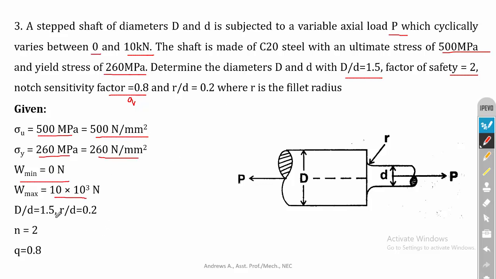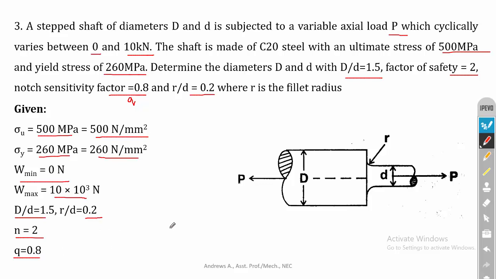Further, two ratios are given. One is the ratio between capital D and small d, it is 1.5. Then the fillet radius divided by smaller diameter is 0.2. So this is also given in the problem. Then factor of safety n is equal to 2. Then notch sensitivity factor q is equal to 0.8. So this q should be used in calculation of the fatigue stress concentration factor.